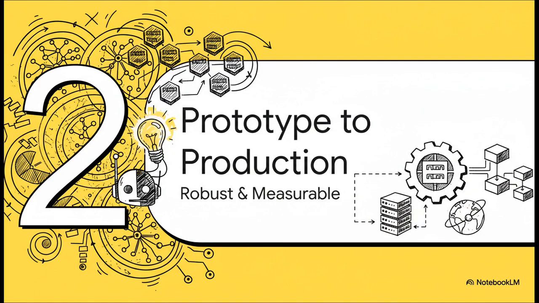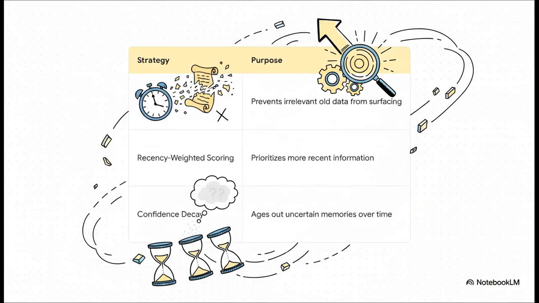But how do you go from a cool demo to a robust, reliable system that you can actually use in the real world? This is where the theory hits the road. One of the keys to making this work in production is something that might sound a little weird: managed forgetting. You have to set aging policies. That means setting expiration dates on some data, giving more weight to newer information, and letting memories the AI isn't sure about just fade away.